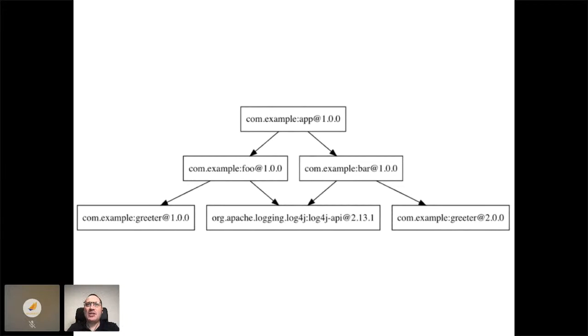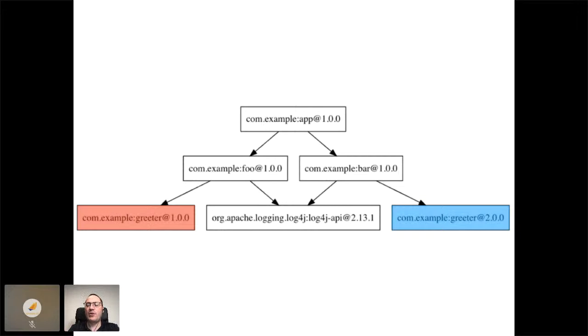Top level application, the module is app, depends on 2 other modules, foo and bar. Each one of them depend on a common module, which is the log4j API. But module foo depends on version 1 of the greeter module, and module bar depends on version 2 of the greeter module. So we have conflicting versions of the same module here. There are different artifacts. What can we do?